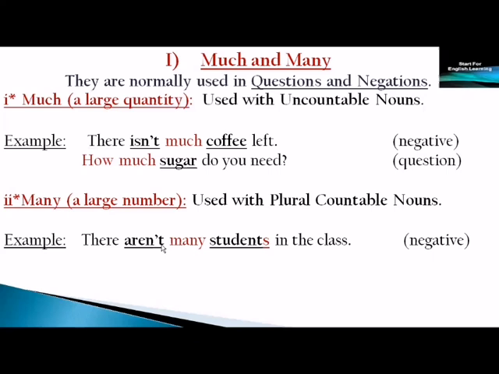We use aren't. The verb is in the plural form. There aren't many students in the class. The verb is plural, and it matches with the noun students. Students is a plural noun. There aren't many students in the class is a negative sentence.